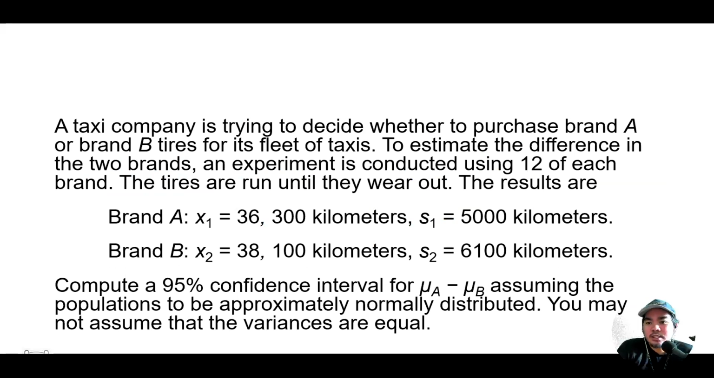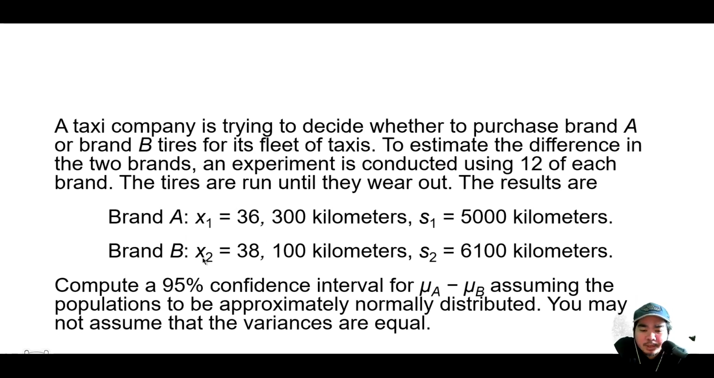Taxi company is trying to decide whether to purchase brand A or brand B for its fleet of taxis. To estimate the difference in the two brands, an experiment is conducted using 12 of each brand. The tires are run until they wear out. Tapos yung results is ganito, no? Brand A is 300 kilometers, yung average, tapos with a standard deviation of 5,000 kilometers. Yung brand B has 36,300 kilometers pala ang ibig sabihin nito.